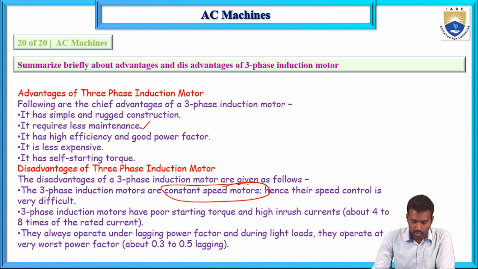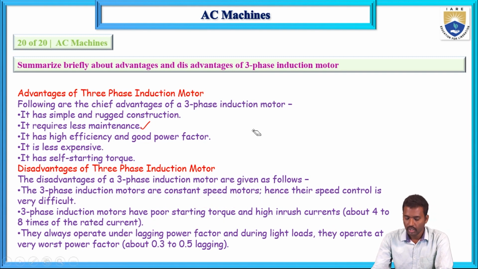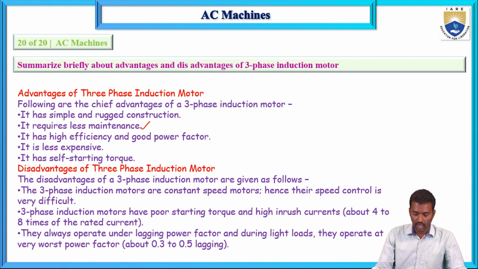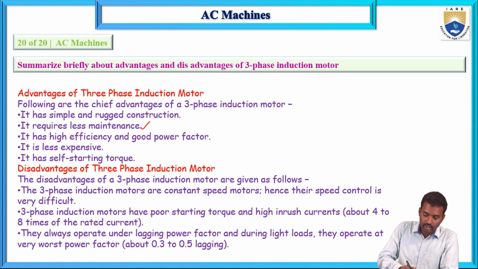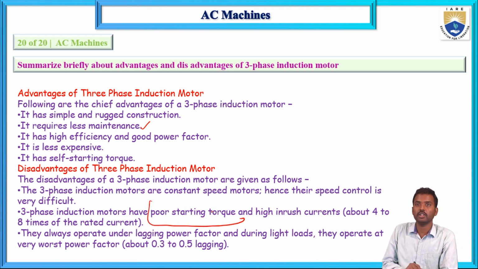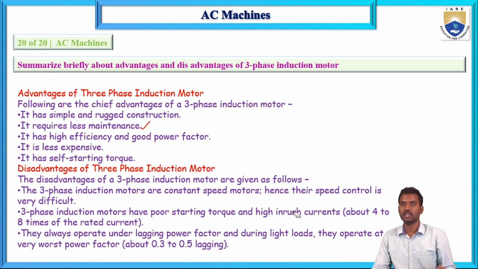And next, the three-phase induction motor has poor starting torque and a high inrush current, about 4 to 8 times the rated current. Squirrel cage induction motors have low starting torque, but for high starting torque purposes we use slip ring induction motors, which have low starting current. More than 95% of induction motors are squirrel cage induction motors. So the drawbacks are low starting torque and high inrush currents.